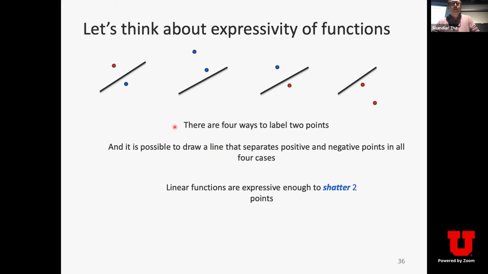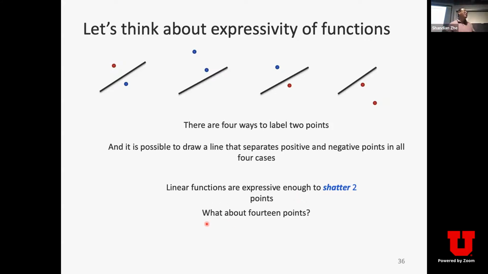To summarize, for the case of 2 points, there are 4 ways to label the 2 points, since we only consider binary classification. And it is possible to draw a line that separates positive and negative points in all 4 cases. Therefore, we conclude that our linear hypothesis space is expressive enough to shatter 2 points. Does it make sense?